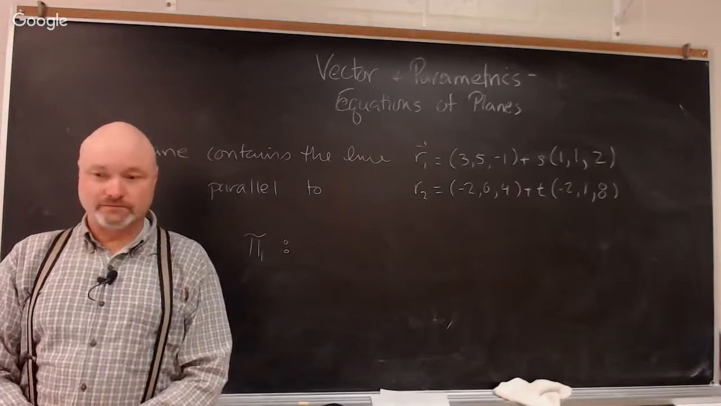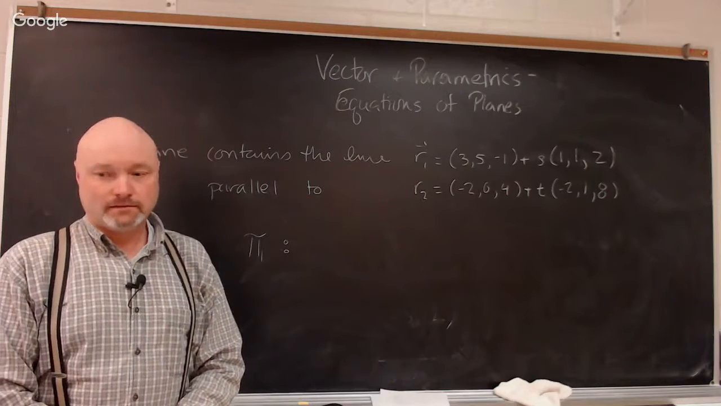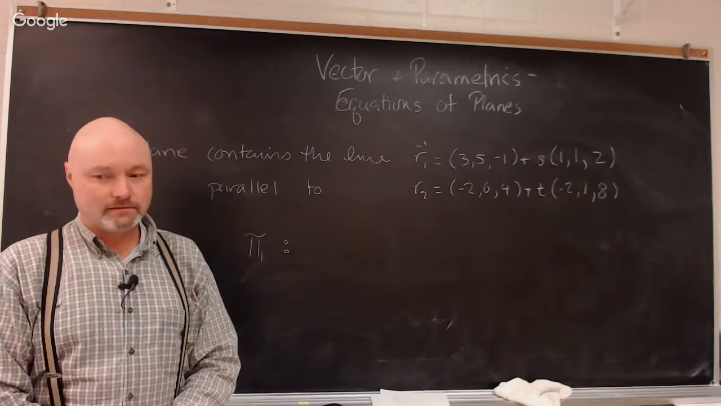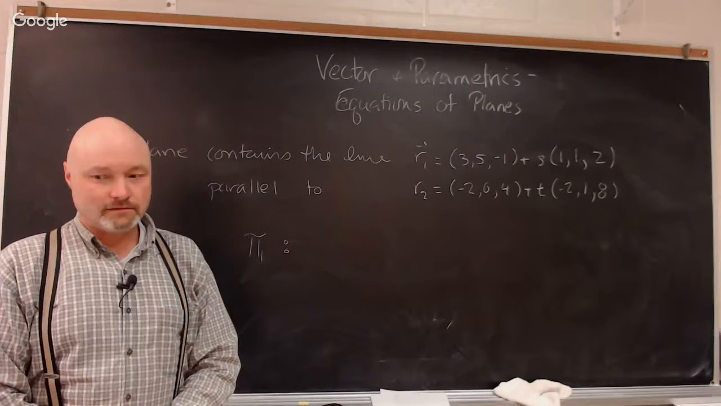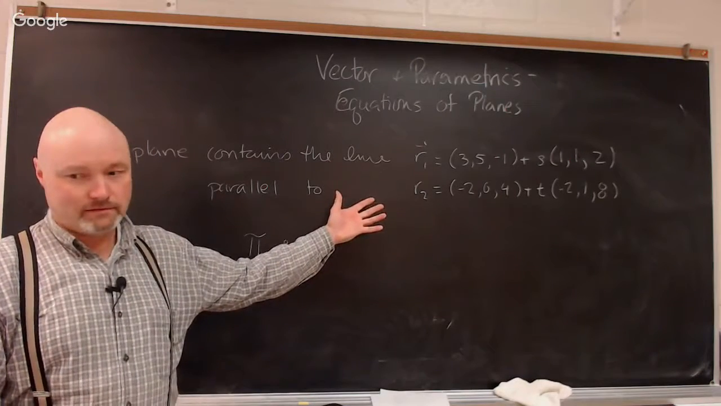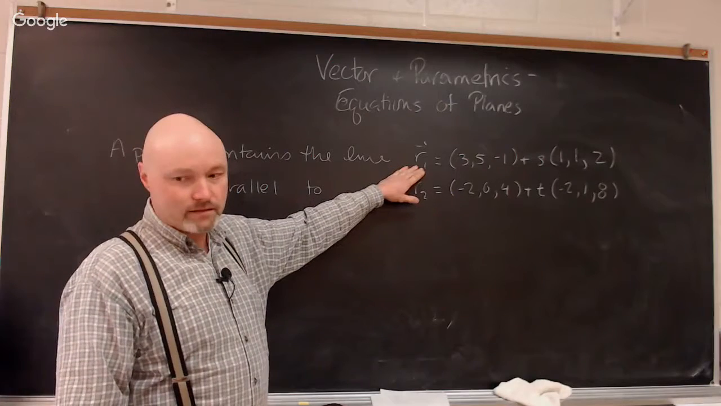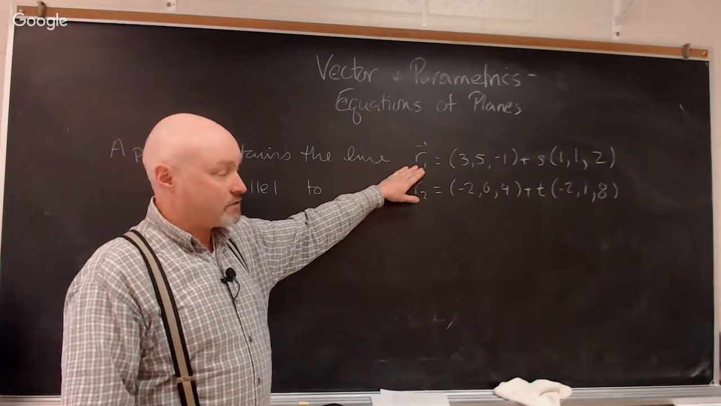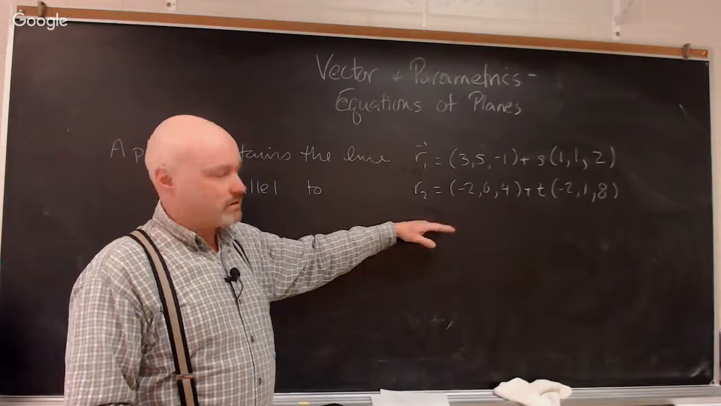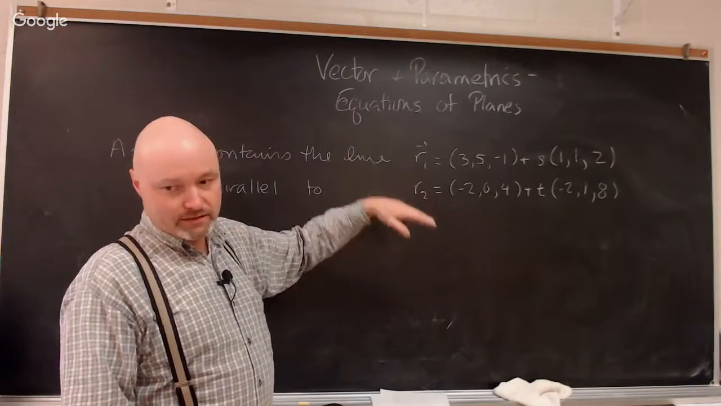So the first line has to be on the plane. Yeah. The second line has to be parallel to the plane. Is it different to that? It's almost the same thing. This line is contained in the plane, and the plane is parallel to this one. So this line is like up above the plane and never intersects it.